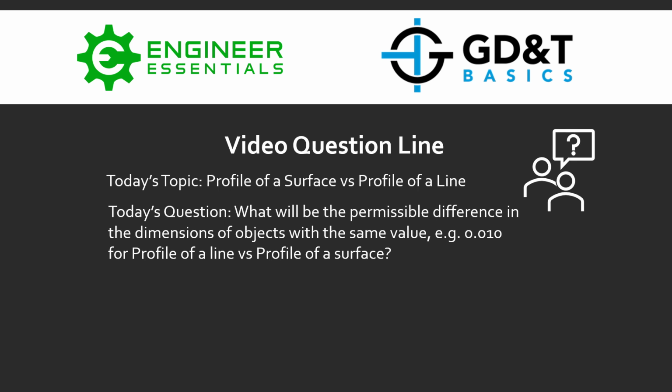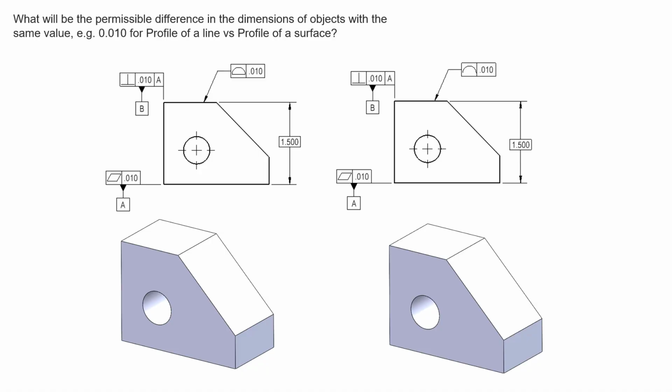Today's topic is profile of a surface versus profile of a line. Today's question submitted was, what will be the permissible difference in the dimensions of objects with the same value? For example, 10 thousandths of profile of a line versus 10 thousandths of profile of a surface. Let's take a look at a couple examples and compare any permissible differences.